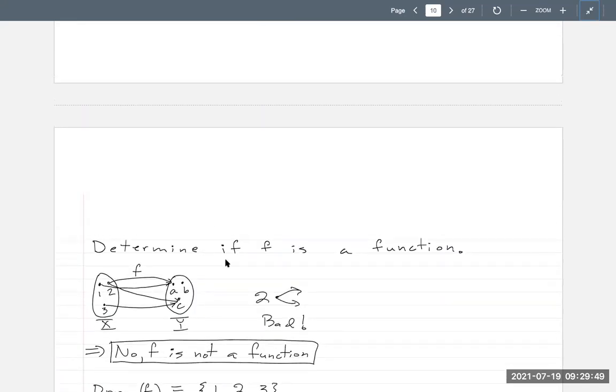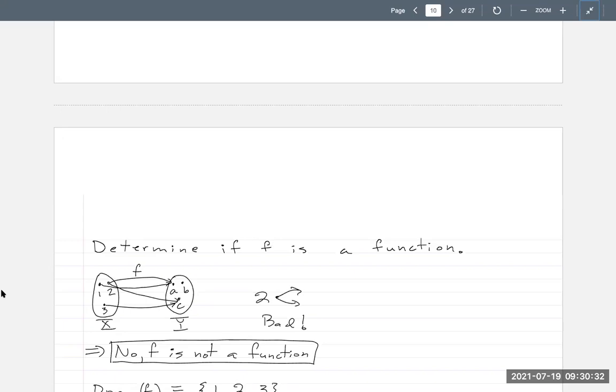So a nice visual example. Determine if f is a function. And so I have here set capital X, which consists of the numbers 1, 2, and 3. The set capital Y consists of the letters A, B, and C. So f here is some rule mapping 1 to A, 2 to A, 2 to C, and 3 to C. And now it says, well, is this rule a function?